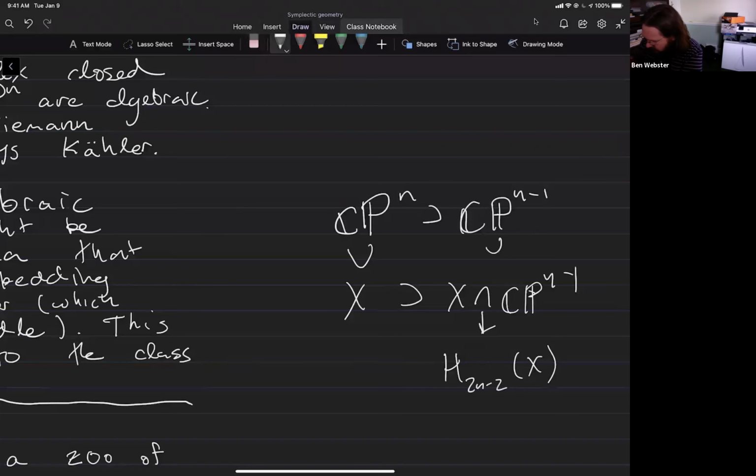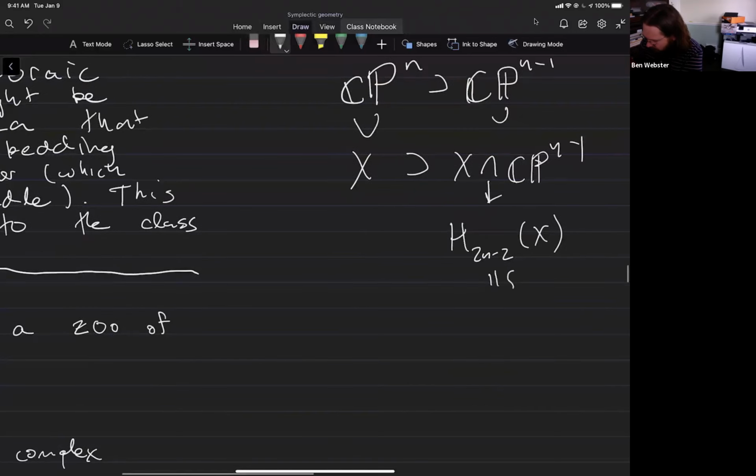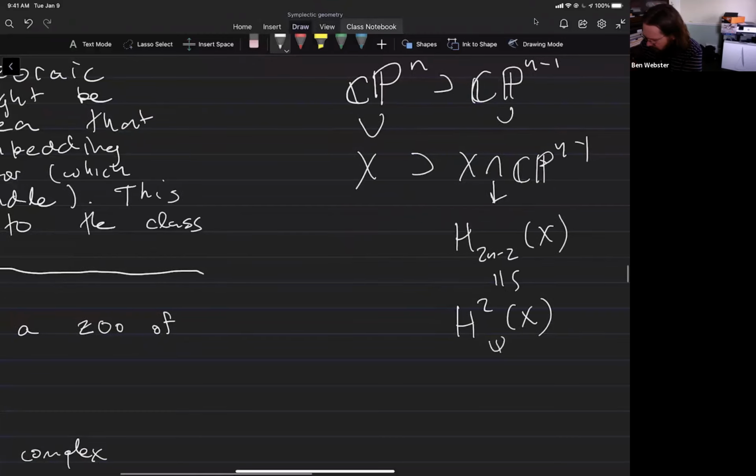2n minus 2. By Poincaré duality, that's the same as H2, and that corresponds to the Kähler class, for the Kähler structure restricted from CPN. And then there are other Kähler structures that just don't come that way, that you can get by, like, averaging ones coming from different embeddings in CPN, for example.